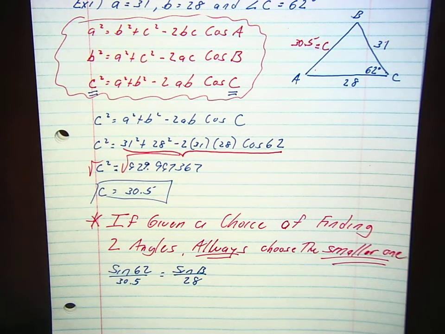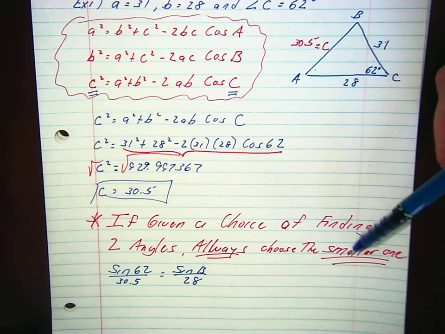The last thing I was talking about is at this point right here, you have to choose whether you're going to solve for angle A or angle B. Technically you could do either, but sometimes you're going to get it wrong if you were to choose the one that would be obtuse. You would never know that. So we're always going to choose the smaller one.